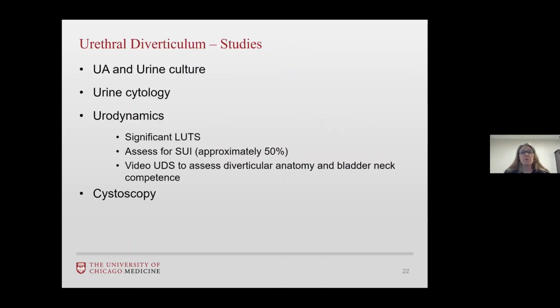So for urethral diverticulum, your general workup, you're going to want to get a UA and urine culture. It's important that your urine is sterile prior to any operating room procedures. You can entertain a urine cytology if they describe hematuria. Sometimes you may want to get urodynamics, especially if they have significant lower urinary tract symptoms, and you can assess for stress urinary incontinence, which is pretty common, about 50%. You can also do video urodynamics to assess the diverticular anatomy and bladder neck competence.